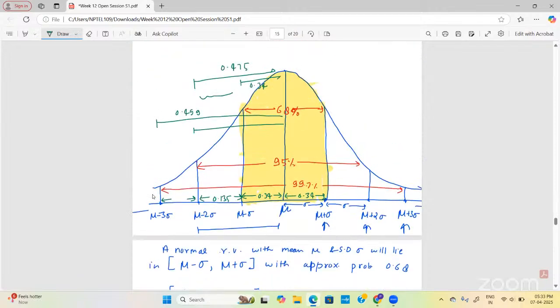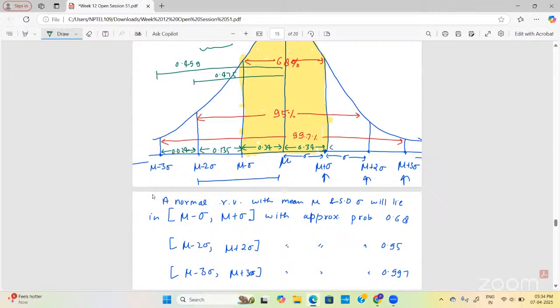Okay, this is 0.475. Okay. So this will be 0.024. Right? Yes. Okay. Now by using symmetry, you can see that this will also be 0.135, this much only. Okay, and this will be 0.024.